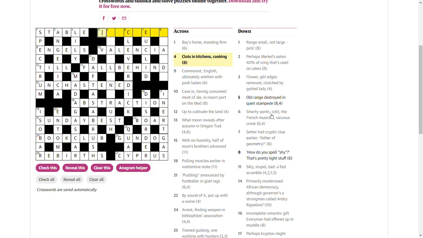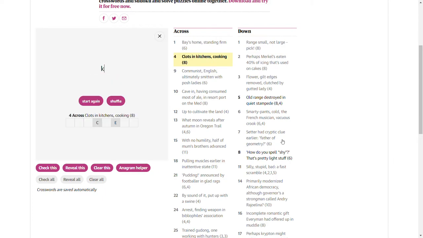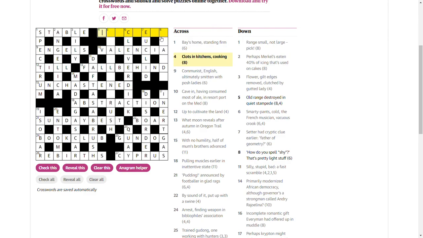Clots in kitchens cooking. So this could be an anagram because we've got the C and the E. Yeah, should we try the anagram helper? And we're looking for something that means clots, are we? Yeah. So it probably ends in S. Thickens. Didn't even need the anagram helper. So that's just an anagram of kitchens that means clots. So we've got an S here then.